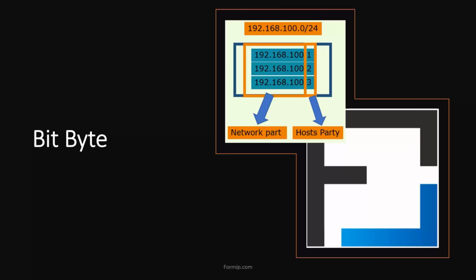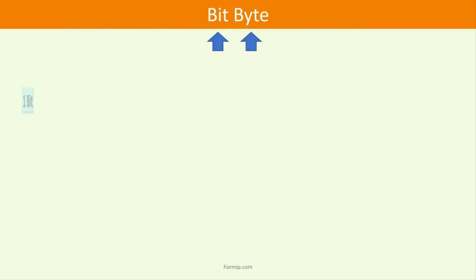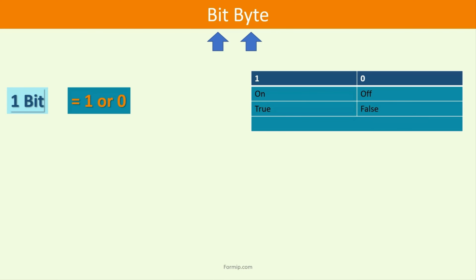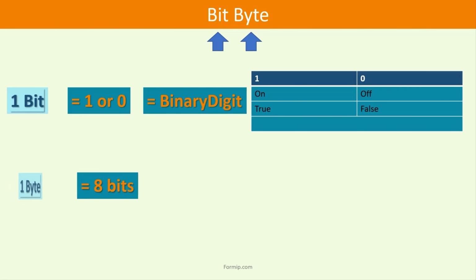In this course, we will start by seeing the difference between 1 bit and 1 byte. A bit is the basic element with which the computer works. Its value is either 1 or 0. We can translate that by on or off, or true or false. The word bit is the contraction of the words binary digit. And a byte is a set of 8 bits, like the ones we just saw above.